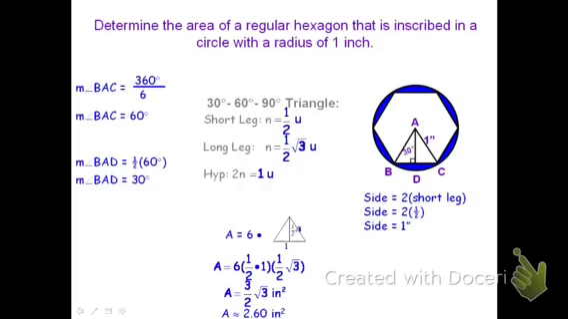If I wanted to find the perimeter, which this one doesn't ask, I would just take the length of the sides, which I know are 1 inch, and multiply by the 6 sides that this has. The perimeter would be 6 inches.